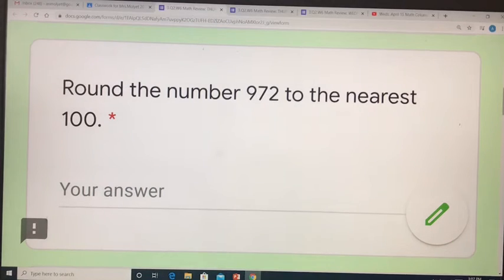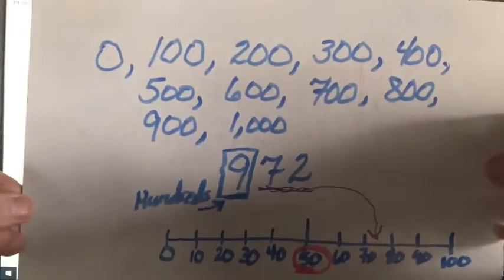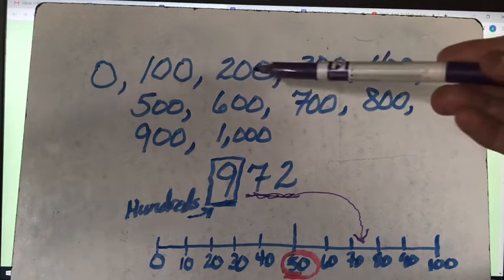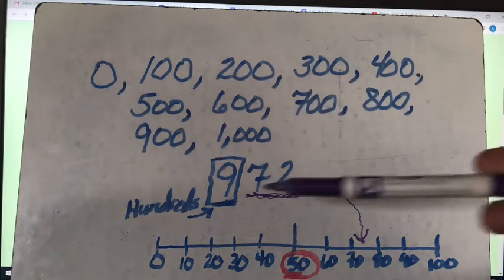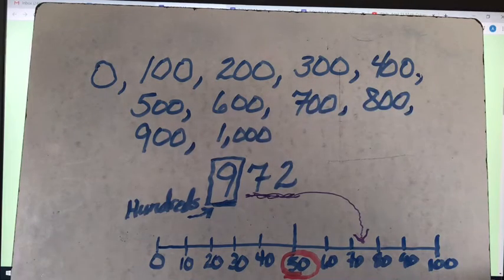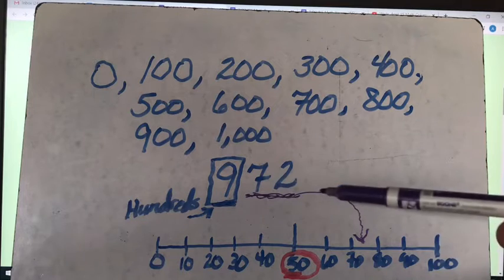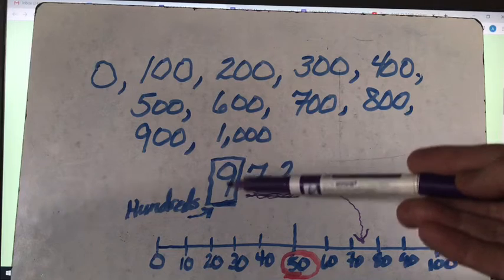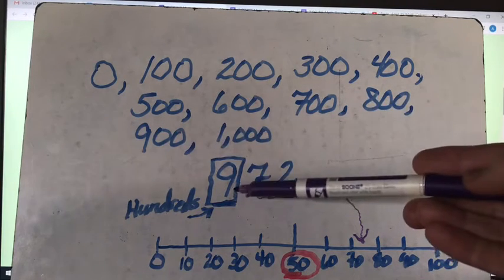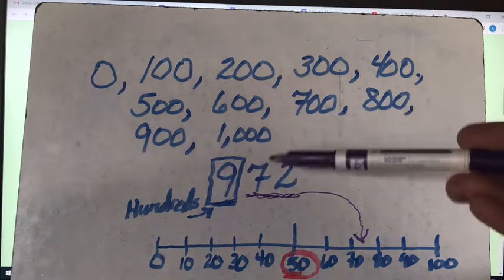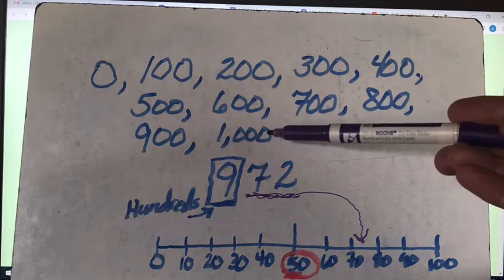All right, so when we're rounding, our key right here is hundreds, so we're going to count by hundreds. When we count by hundreds, we have 0, 100, 200, 300, 400, 500, 600, 700, 800, 900, then it goes up to 1,000. So they give us the number 972. My 9, I say 900, so 9 is in the hundreds spot. So our choice either becomes 900 as the answer, or I go up to 1,000.